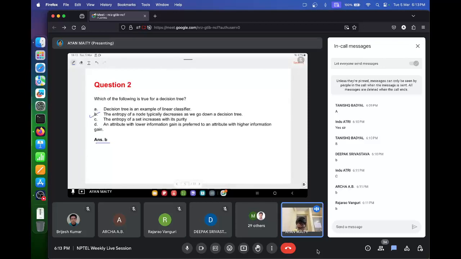And option C says the entropy of a set increases with its purity. So this is wrong. Entropy of a set decreases with its purity. Last option says an attribute with lower information gain is preferred to an attribute with higher information gain, which is also not right. The decision tree algorithm is such that we will pick the attribute which has higher information gain. So option B is the only correct answer here.